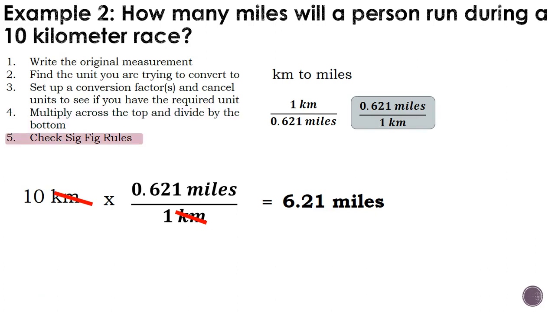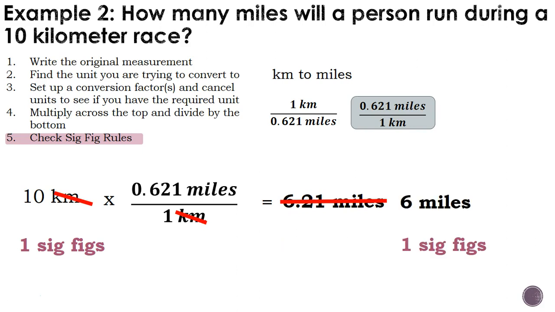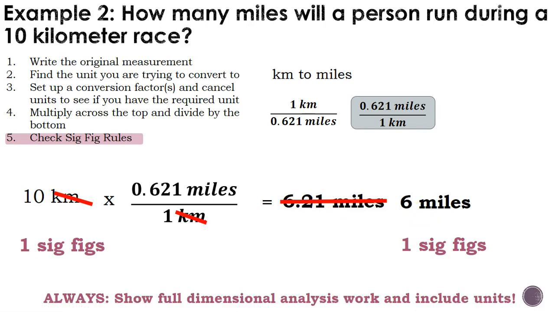The last thing you want to do is check our sig fig rules. In our original measurement we have 1 sig fig. Therefore our answer should have 1 sig fig. Right now our answer has 3 sig figs, so we want to adjust for that. So we can change our answer to just 6 miles, because now 6 miles has 1 sig fig. And you know your answer is right when all your units cancel, you're showing your full dimensional analysis, and your final answer has a unit.